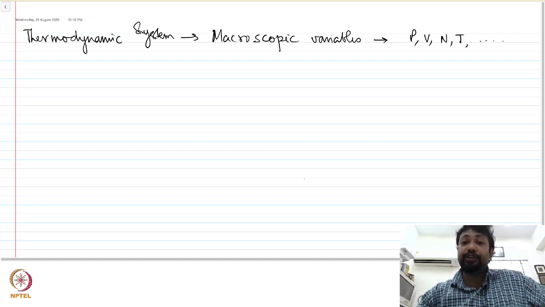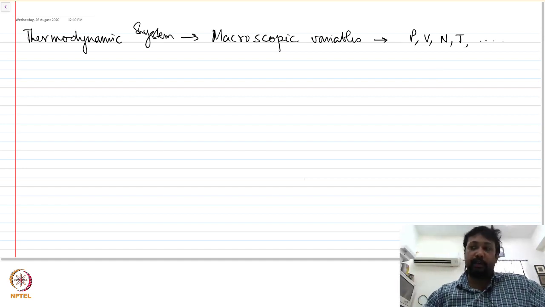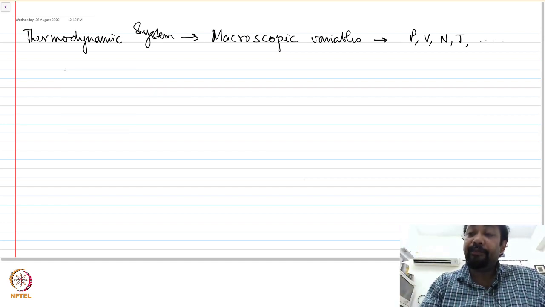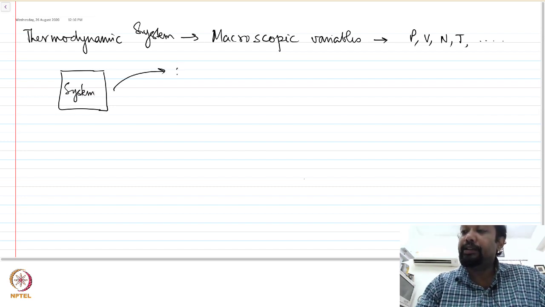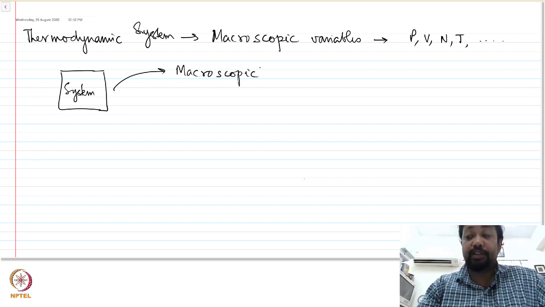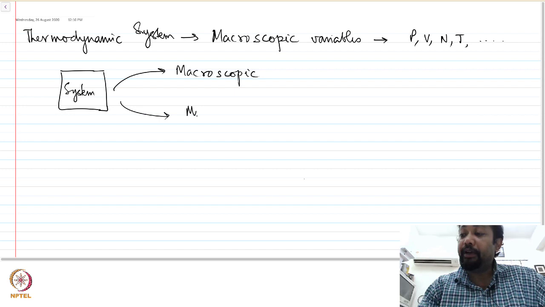Let's not introduce the notation right now. So there's a set of macroscopic variables. What are the characteristics of these macroscopic variables? Please remember one thing: any system that you consider, if this is your system, I have two perspectives of looking at it. One is the macroscopic perspective, which we just described. The other is the microscopic perspective.